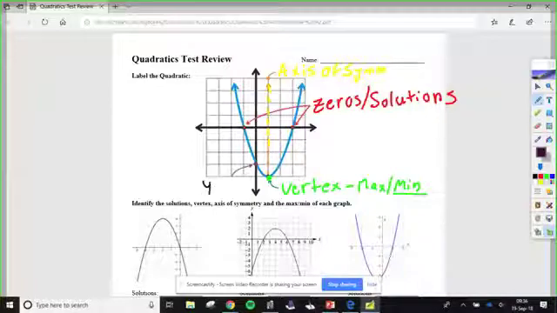Purple, this is our y-intercept, because it's basically where our quadratic hits the y-axis. Not one that we focus on a lot, but it is still a point of reference to note.